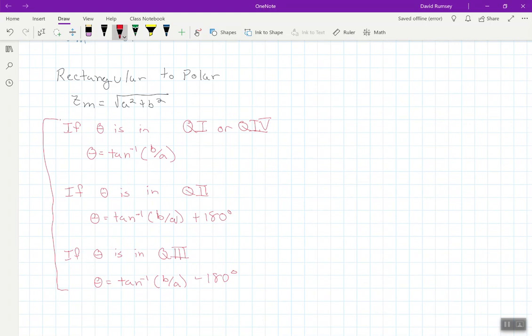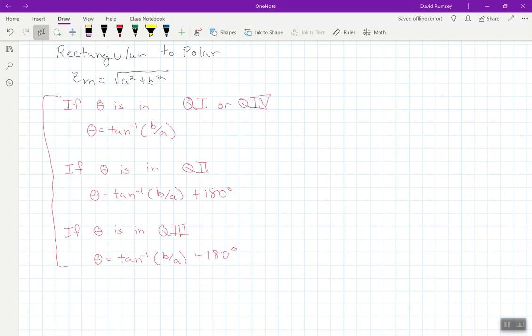All right, so in the next video, we're going to start talking about how we do arithmetic operations with complex numbers, because that's what we're ultimately going to be doing. We're going to be using complex numbers in our circuits and doing operations to find currents and voltages.